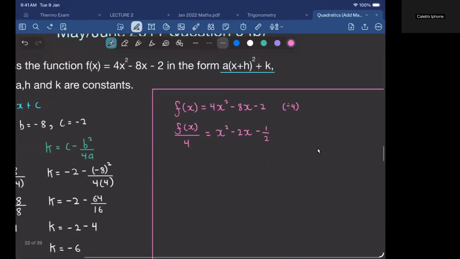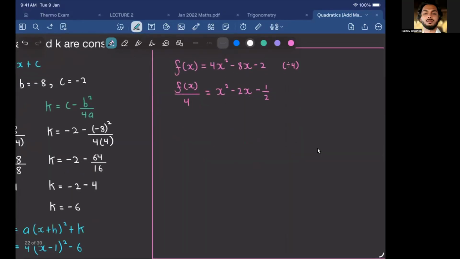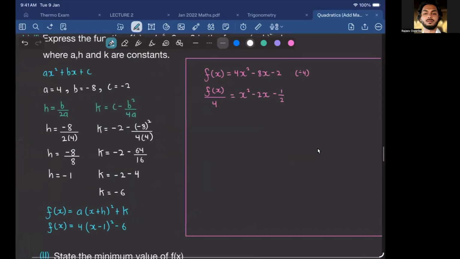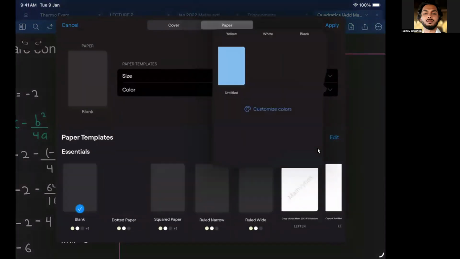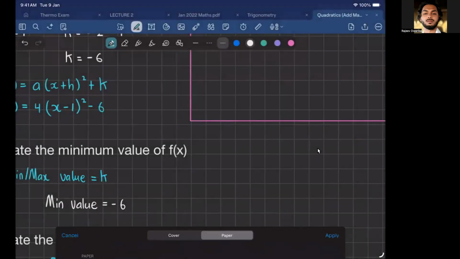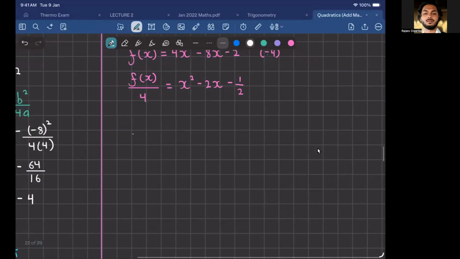Nice. So now we can see that this shape is made up of, well, this might be a little tricky, but we'll go with it. Let me just change this to the grid, squared paper. Okay, nice. X squared, isn't that x by x? Yes, sir. Okay, x by x.